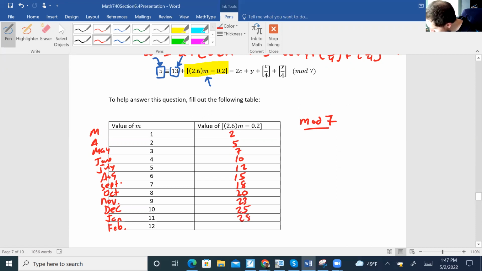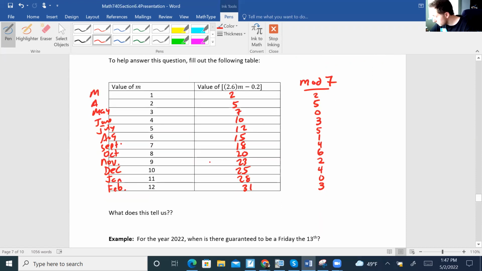25, 28, and 31. And reducing mod 7, I get 2, 5, 0, 3, 5, 1, 4, 6, 2, 4, 0, 3. It looks like just a whole string of digits, but again, if you have time in class right now and you want to pause and chat with a neighbor, is there something interesting you see about any of the numbers in this pattern that could help you actually decide, is the Friday the 13th guaranteed?